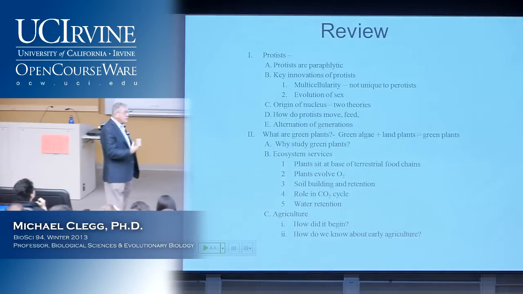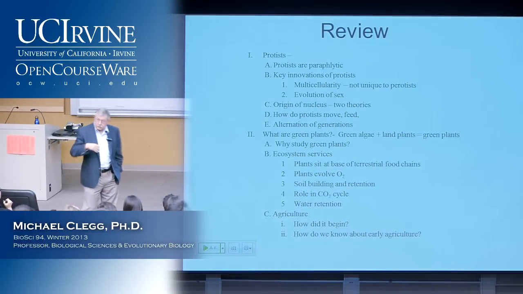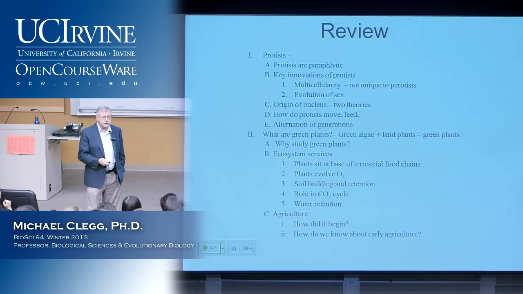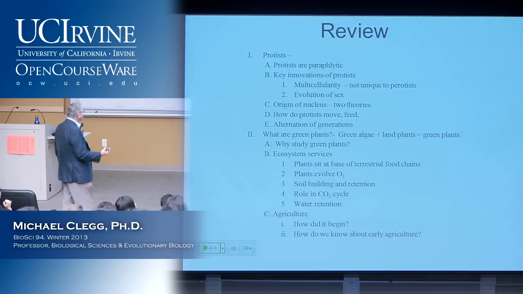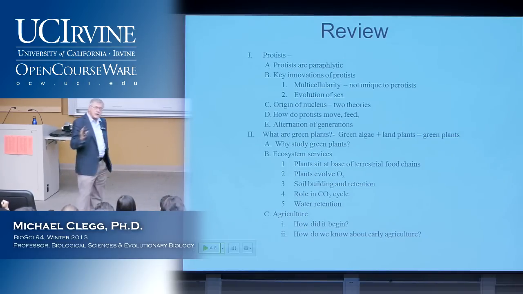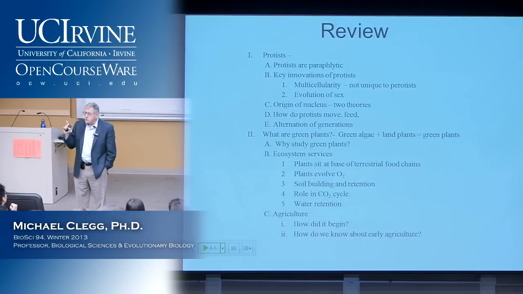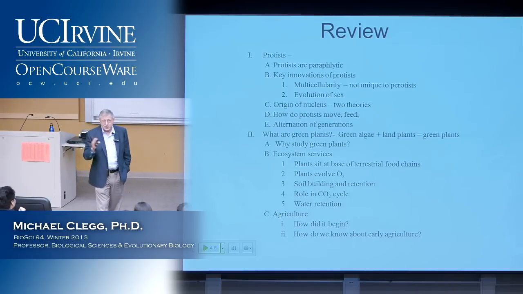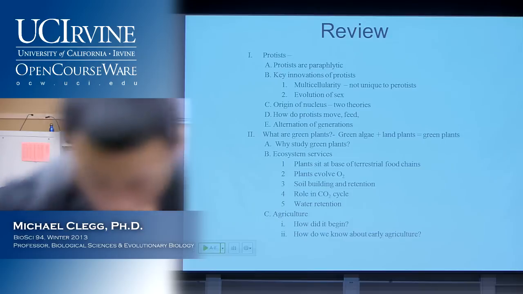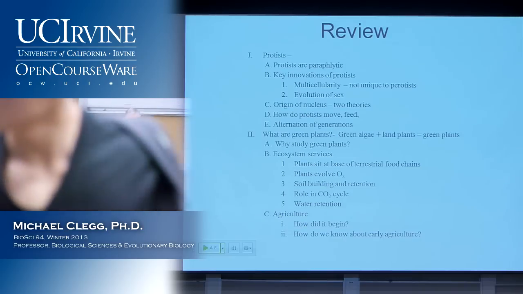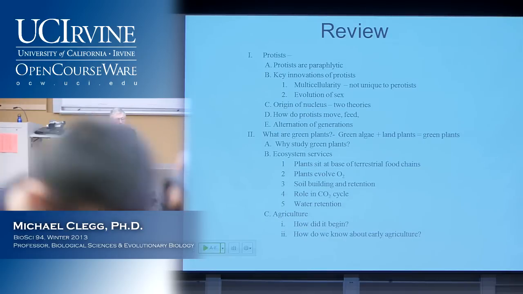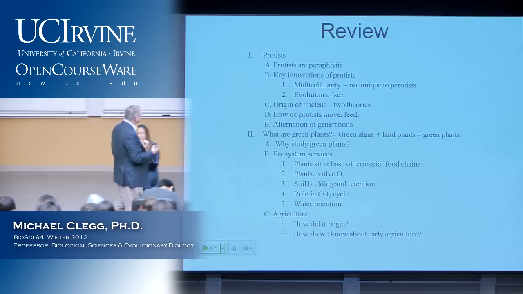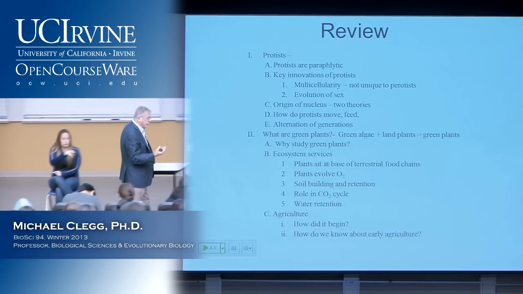We talked about some of the key evolutionary innovations that we associate with protists, and they are multicellularity, but I emphasize that multicellularity is not unique to protists. Obviously, plants, animals, and fungi are multicellular, but also some bacteria are multicellular, so it's not unique to protists. The second thing was the evolution of sex.